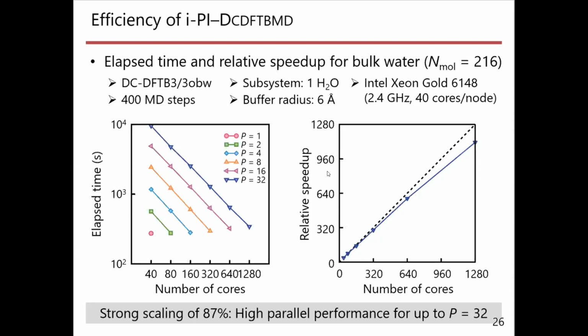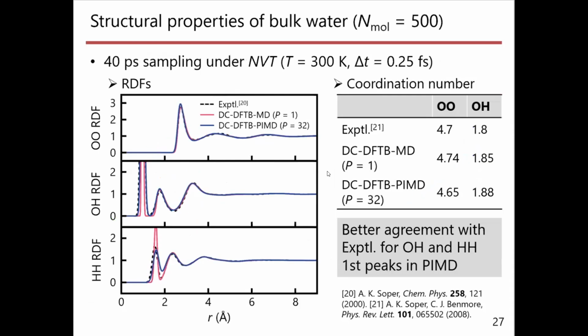And the efficiency of this i-PI DCDFTB-MD framework was examined. The left panel shows the elapsed time for 400 MD steps of a cubic water system containing 216 water molecules. A reasonable speedup by increasing the number of cores was observed for up to 32 beads. The right panel shows the relative speedup of the benchmark calculation, reaching a parallel performance as high as 87%. So this kind of framework is applicable to supercomputers or similar highly parallel computer resources.